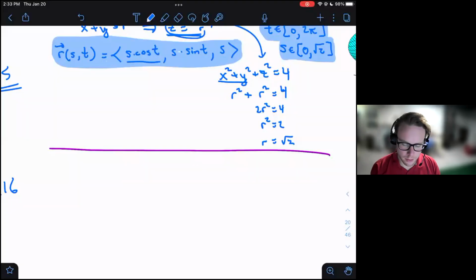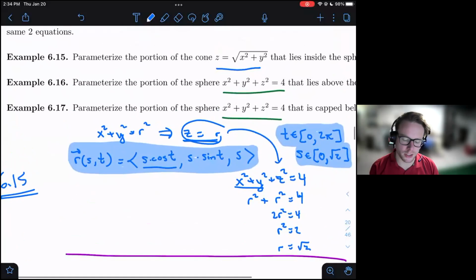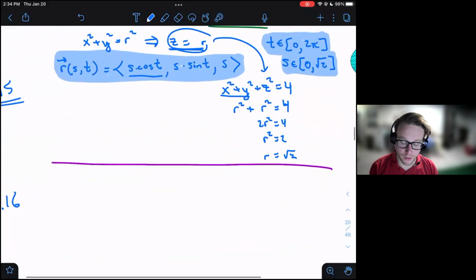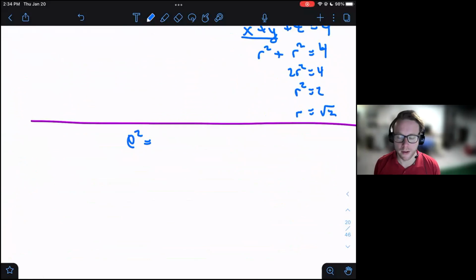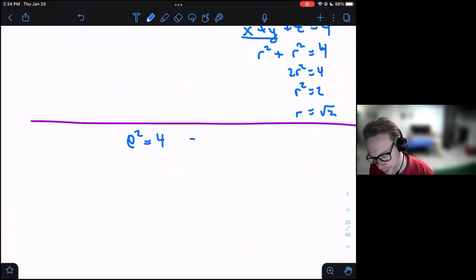All right, so let's go back here. Our sphere equation is x squared plus y squared plus z squared equals 4. Of course we know that x squared plus y squared plus z squared is the same thing as rho squared in spherical coordinates. So rho squared is equal to 4, which means that rho is going to be equal to 2.